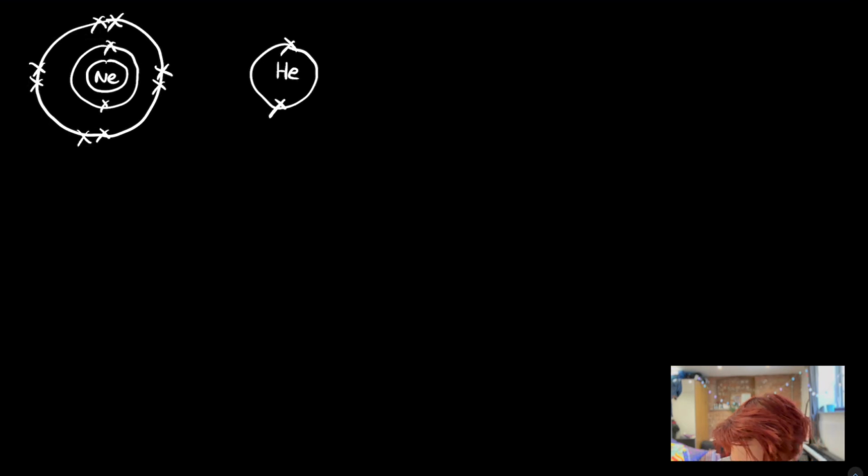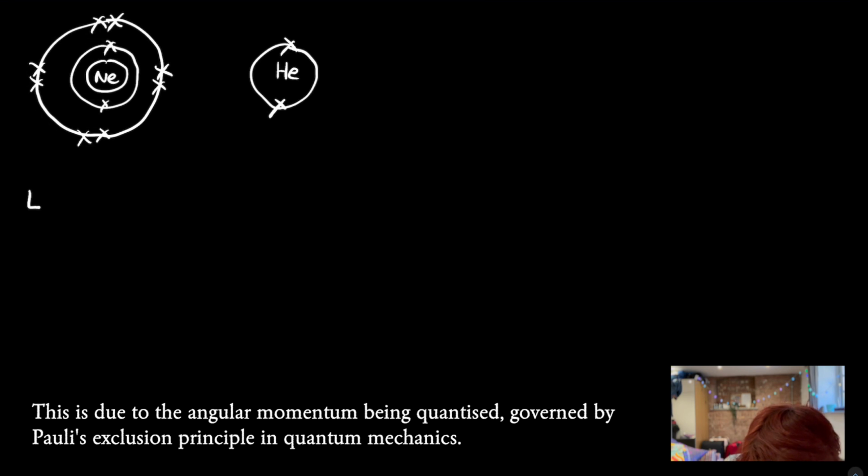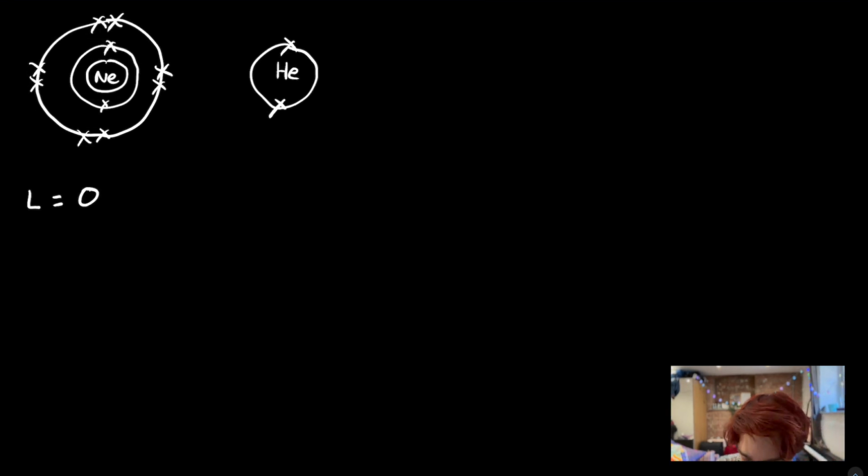And the reason why these atoms have to have a full outer shell is because atoms which have a full outer shell actually have 0 angular momentum. So in quantum mechanical terms, the angular momentum of the atom actually sums to 0. And the consequence of this is that because the angular momentum is 0, if there is no magnetic field, then the magnetic dipole moment is also 0.